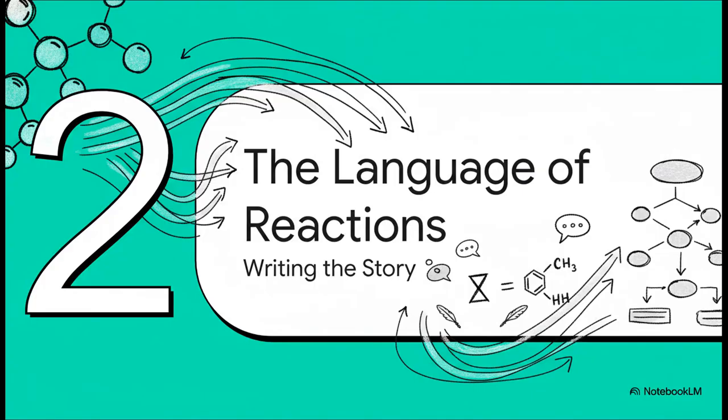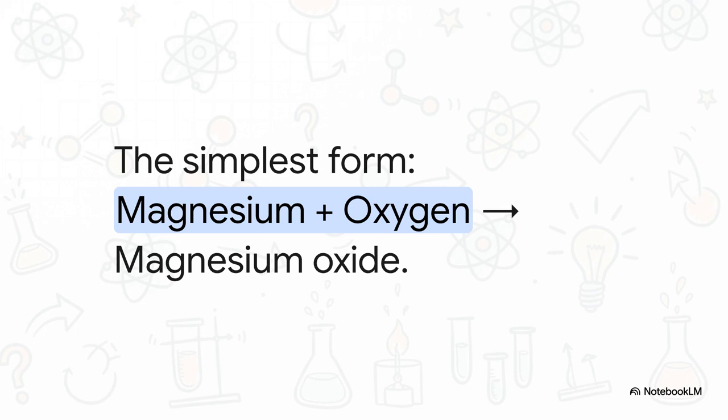So, how do we actually describe these amazing transformations? Scientists, of course, needed a really clear and universal way to write down the story of a reaction. The most basic way to do this is with a word equation. It's super straightforward. On the left, you've got your starting ingredients, magnesium and oxygen. We call those the reactants. And that arrow points to what you end up with, magnesium oxide, which we call the product.